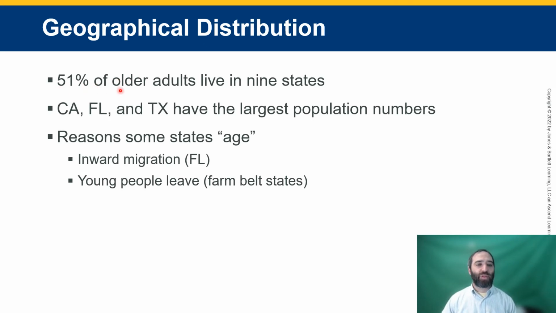Looking at geographic distribution, where are elderly people located? So 51% of them are in just 9 states. Of those 9 states, California, Florida, and Texas have the largest population numbers. I do want to point out that Texas and Florida and California just have the largest populations, period, except for New York. New York belongs in there.